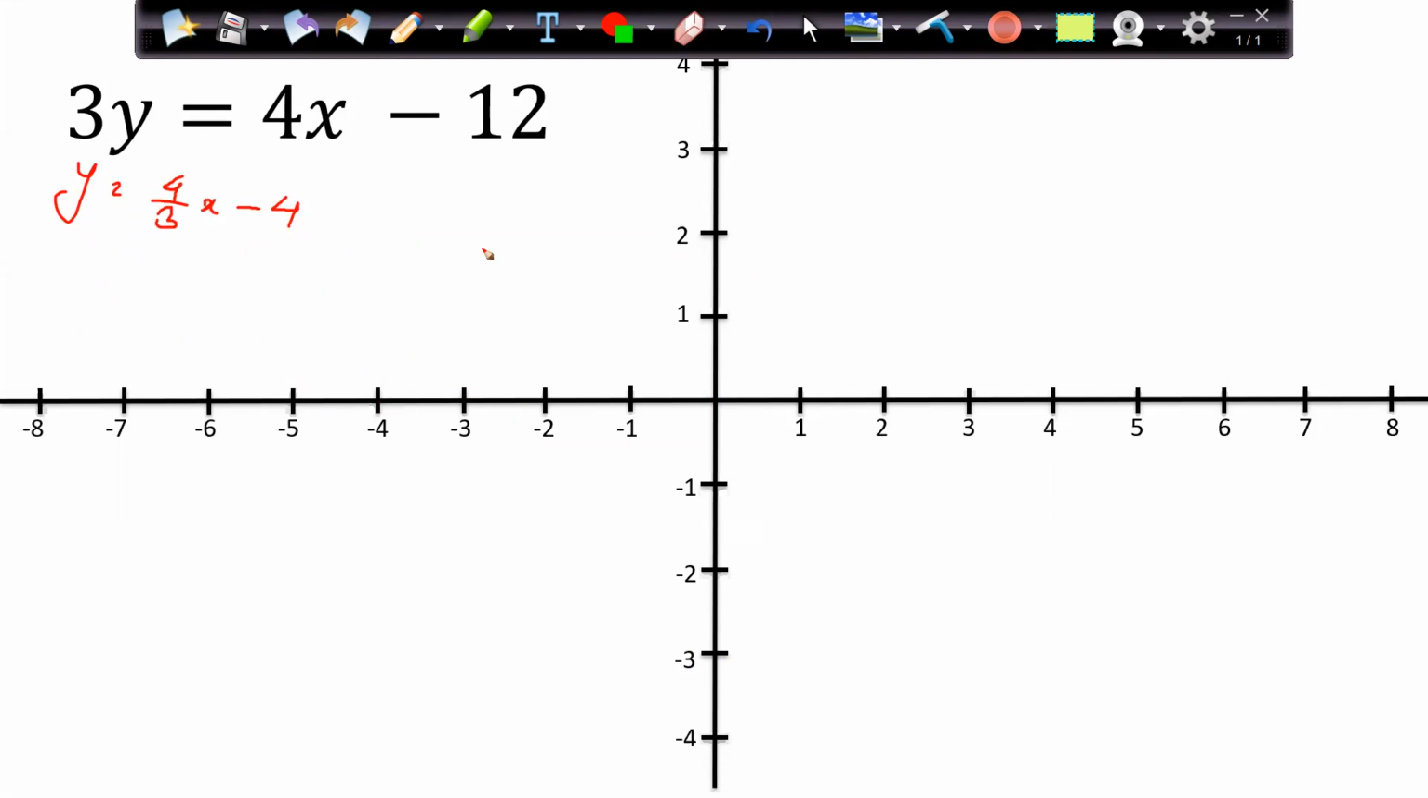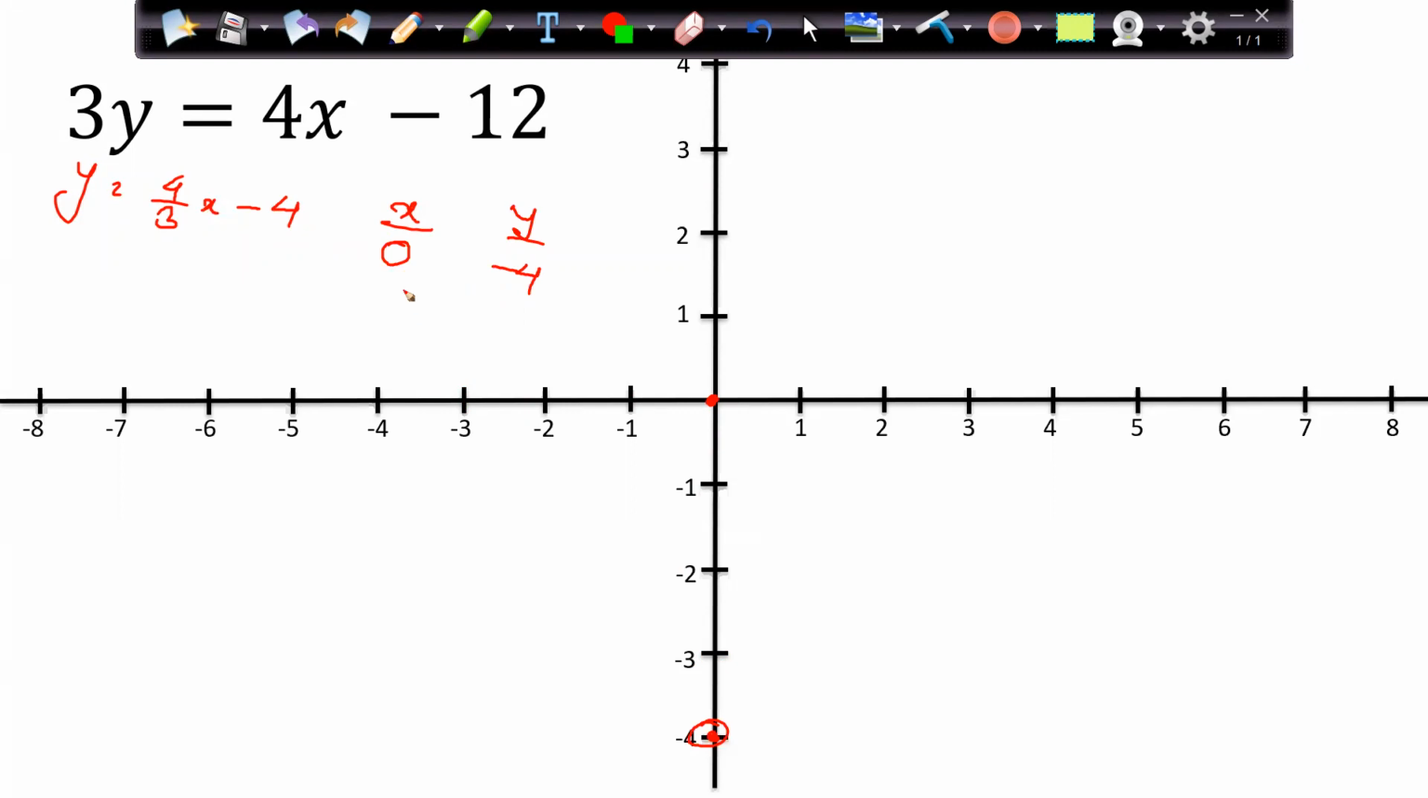Now I want to know how the line will look. For that, I will again pass the value of x and get the value of y. So let's say my x is equal to 0. When my x is equal to 0, what is y? y comes out to be minus 4. So when my x is equal to 0, my y comes out to be minus 4. That is my first point.